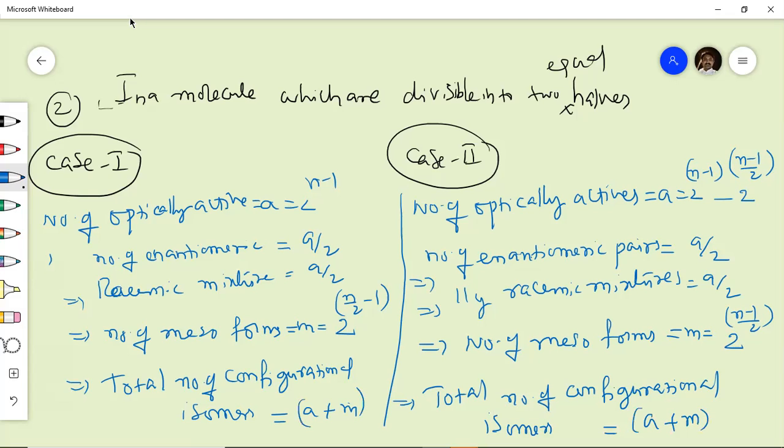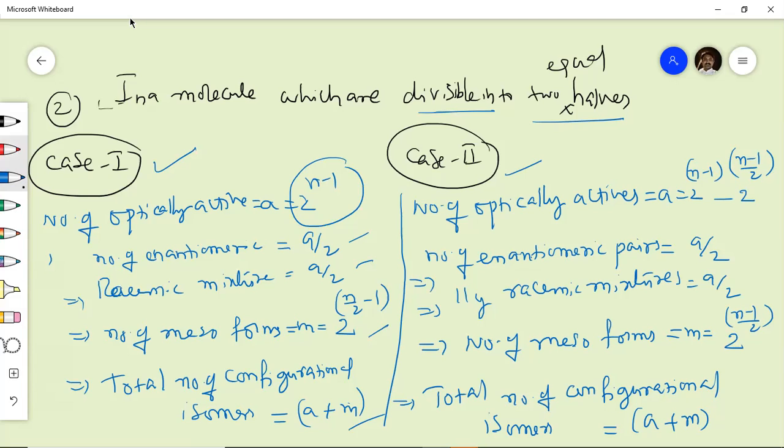So we have observed that the formula to calculate the number of optical isomers is 2 power n, if there are no two equal halves. If the molecule is divisible into two equal halves, then two cases arise. In case 1, the optically active compounds formula is 2 power n minus 1, and racemic mixtures A by 2 and enantiomeric forms A by 2. Here A is 2 power n minus 1, and the number of mesoforms will be 2 power n by 2 minus 1, and the total number of configurational isomers is A plus M.